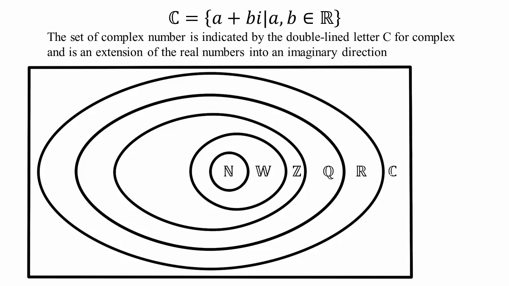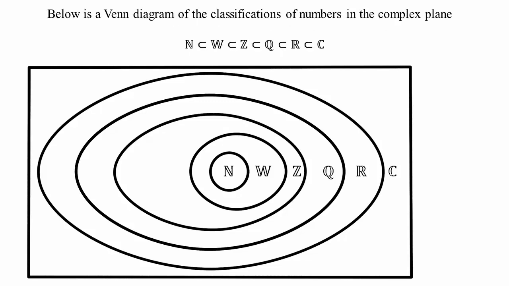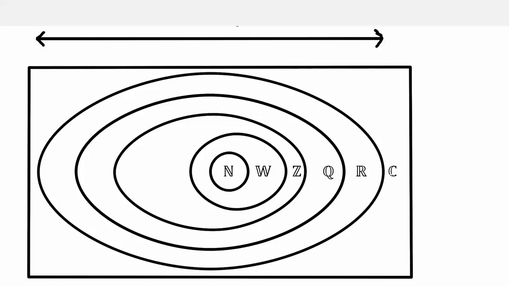The set of complex numbers, denoted by the double-lined letter C, are the numbers of the form a plus bi, where a and b are real numbers, and i is the directional component perpendicular to the real number line. Below is the Venn diagram illustrating the relationship that exists among the various sets of numbers. The set of natural numbers is a subset of the set of whole numbers. The set of whole numbers is a subset of the set of integers. The set of integers is a subset of the set of rational numbers. The set of rational numbers is a subset of the set of real numbers, and the set of real numbers is a subset of the set of complex numbers.